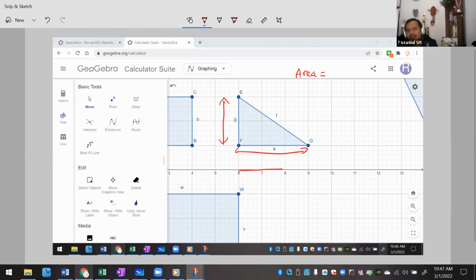Kiara deh, Kiara. What do you think, Kiara? What is the area of this triangle?